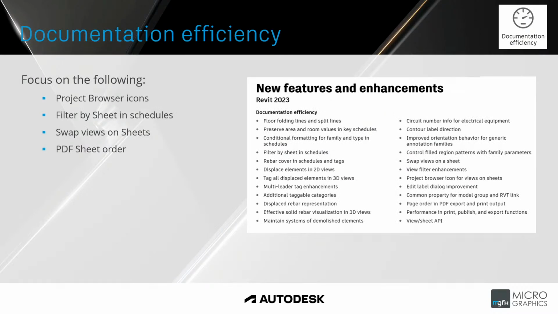As you can see there on the right, there are lots of other additional categories that you can tag. There's the project icons that we looked at. Contour label direction you can swap. So if you've got a site, you can create contour labels, and you can change their reading direction. That sort of thing. So I'm just going to leave that at this stage and carry on.